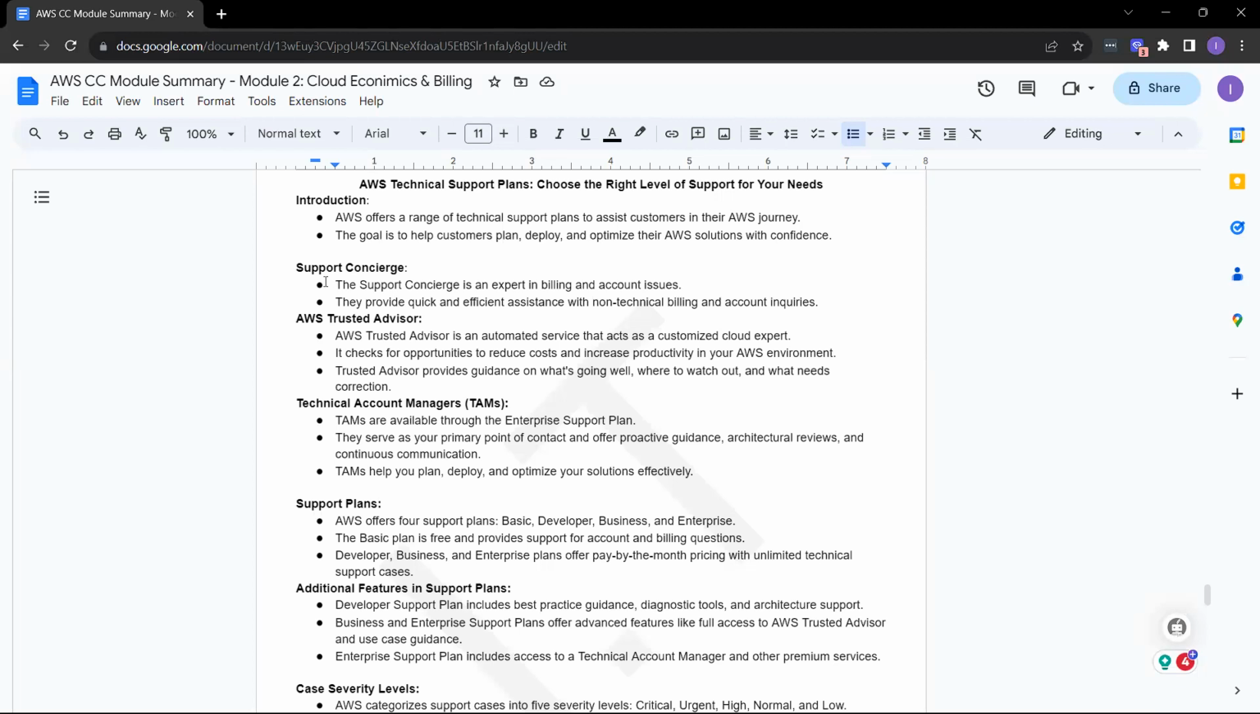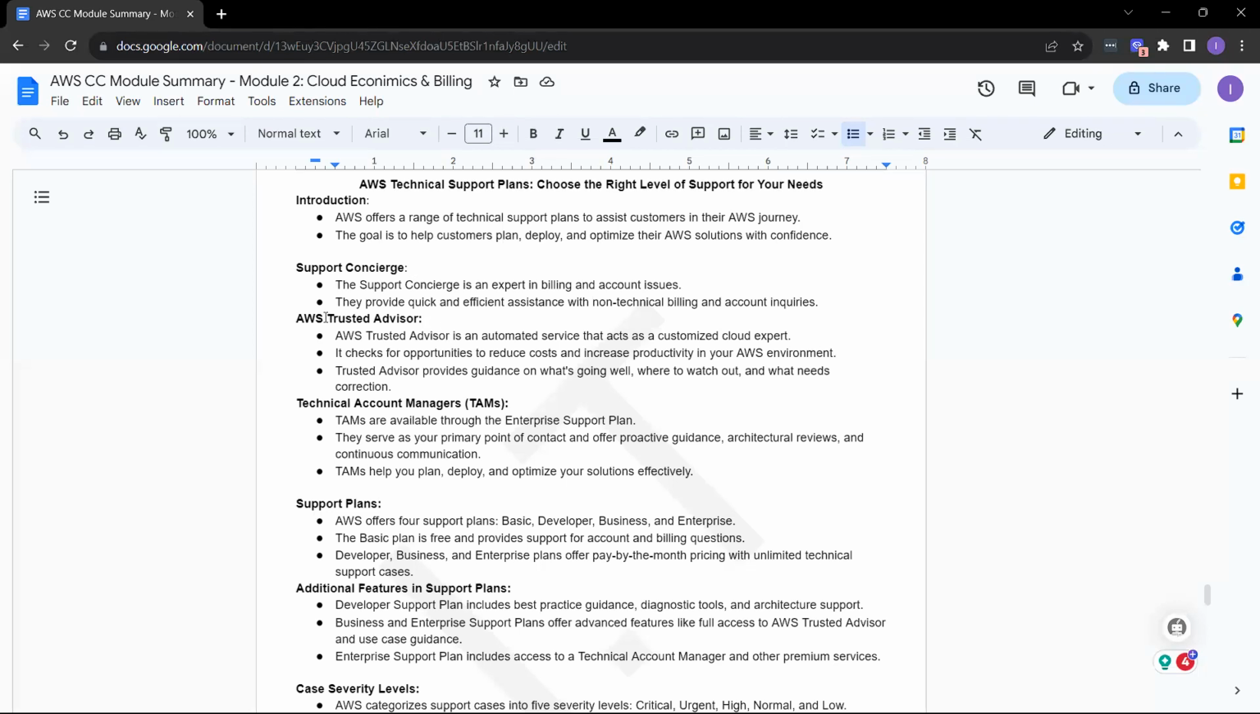So let me start from the top. There is a support concierge. A support concierge is there to answer questions on your billing and your account issues, but it doesn't give technical assistance. They don't deal with technical stuff. It's just about your non-technical billing and the usual account inquiries. I think this one is available for the Business and Enterprise plans only. I stand to be corrected on this one.